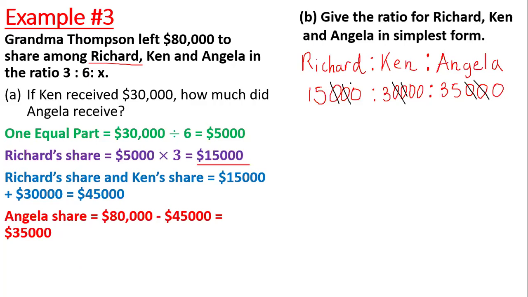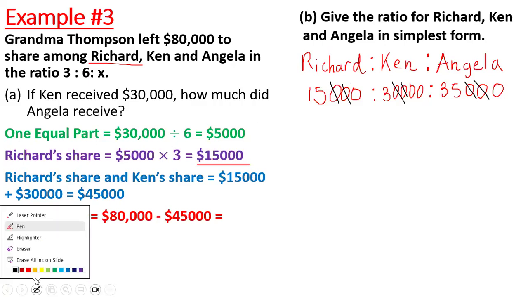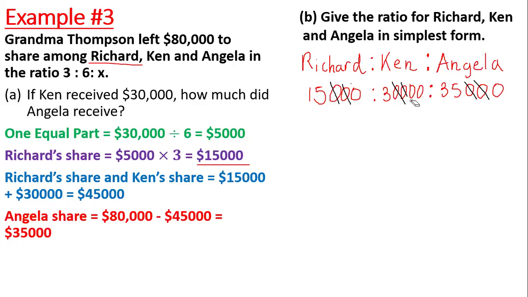No, you did the wrong zero. You should have 30, 15, 30. It should be 3 zeros. It should be 30. You're only supposed to cross out 3 zeros.